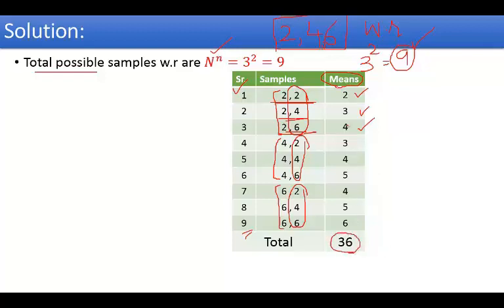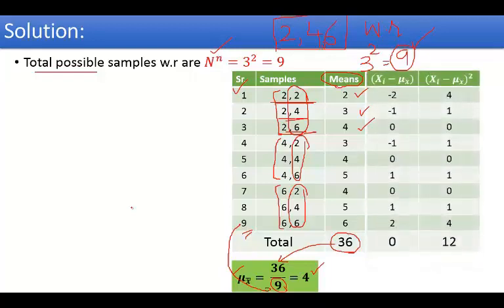And if I find the mean of all these sample means, we will write it mu of x bar. It is basically the sum that will come here, and since there are 9 samples in total, look, 36 divided by 9, the answer is 4. So 4 is basically the mean of all sample means. Remember this, mean of all sample means.